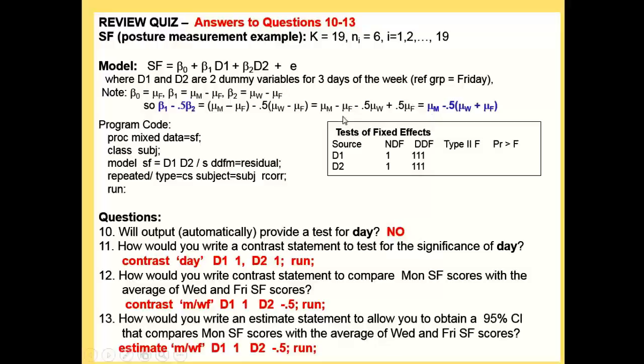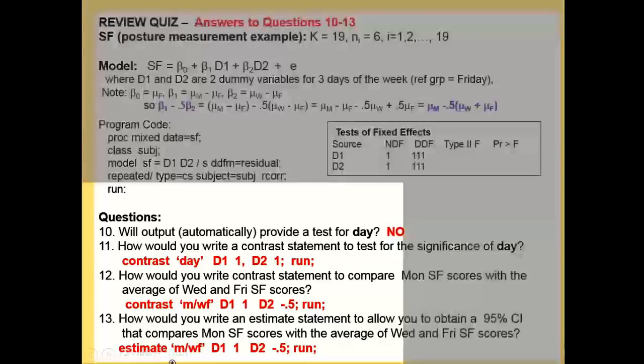Okay. And so that's why you would write the contrast statement this way, and you would write the estimate statement this way. The only difference is I'm doing the same thing. I'm comparing Monday versus the average of Wednesday and Friday, but in this case I'm testing, and in this case I'm estimating. That's what I'm doing there.